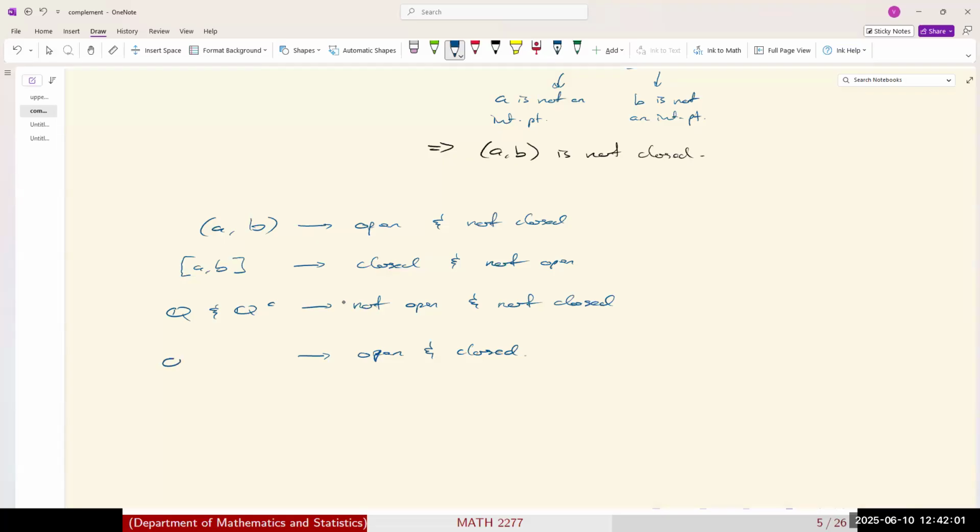The empty set and the real numbers are closed. But we proved back when we were talking about open sets that the empty set and the real numbers are open. And this theorem is telling us that the empty set and the real numbers are also closed. So the empty set and the entire space, all of the real numbers, are examples of sets that are both open and closed at the same time.